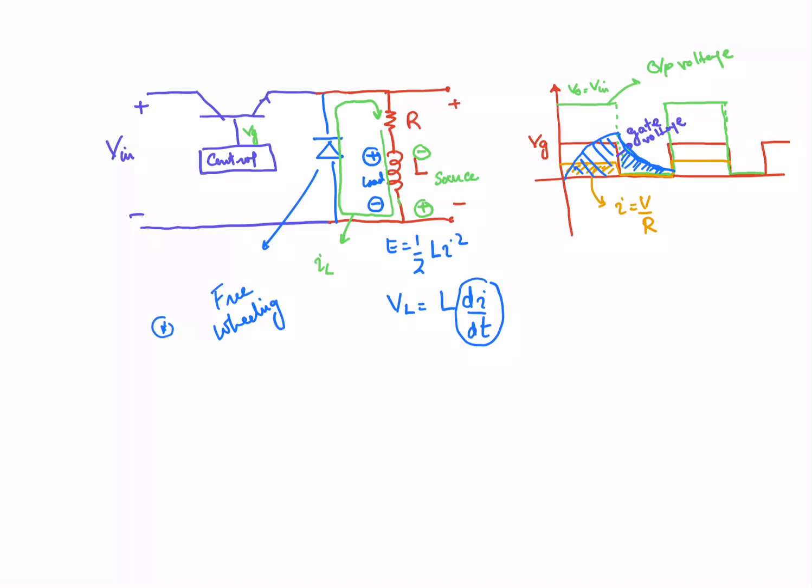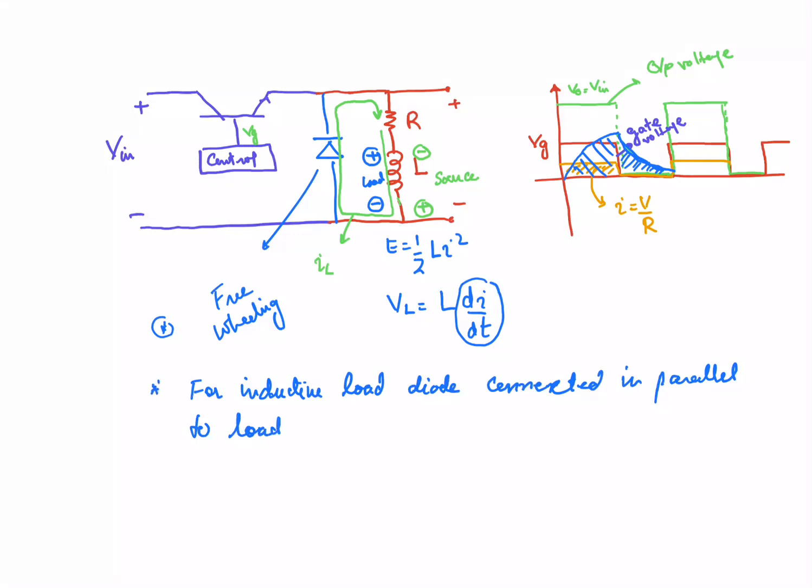If you do not connect this diode, and if you have the very high current in the circuit and you make it off, that may cause the damage of your switch. So for inductive loads, this diode is connected in parallel to the load.